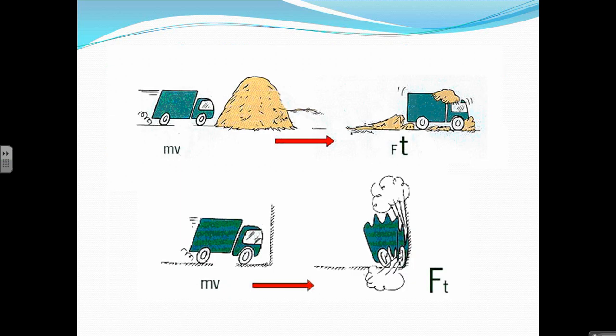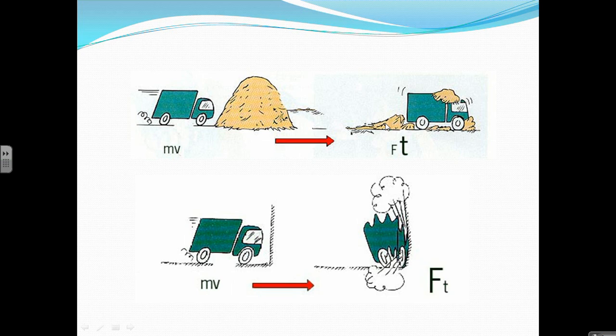These diagrams show how the impulse-momentum theorem is applicable in real life. Here I have a truck, shown in the top left, speeding along with some momentum, mass times velocity. Now this truck is going to come to a stop. In the upper set of pictures, the truck runs into a haystack. In the lower set of pictures, the truck slams into a brick wall.